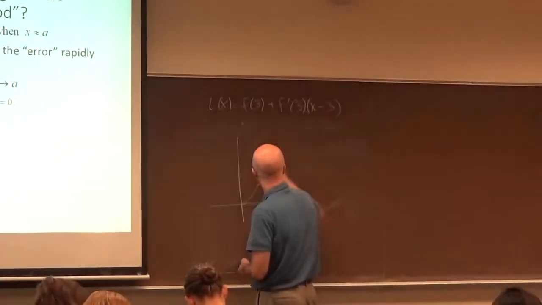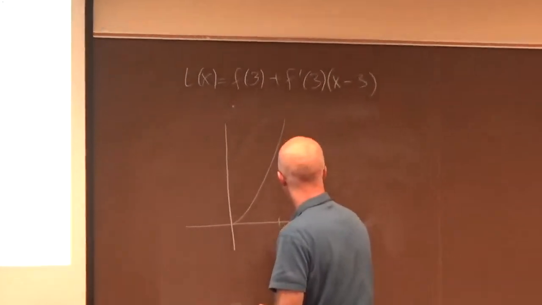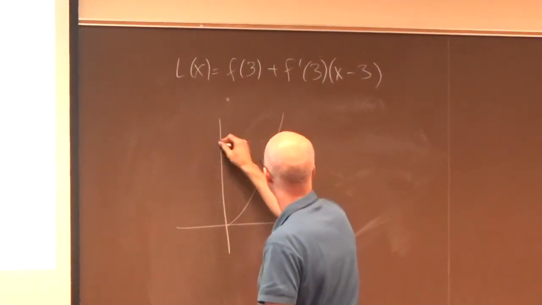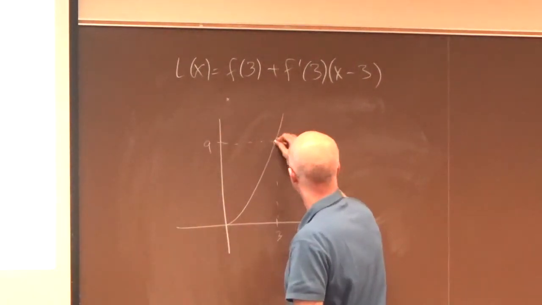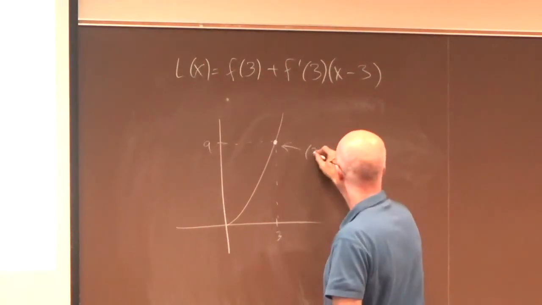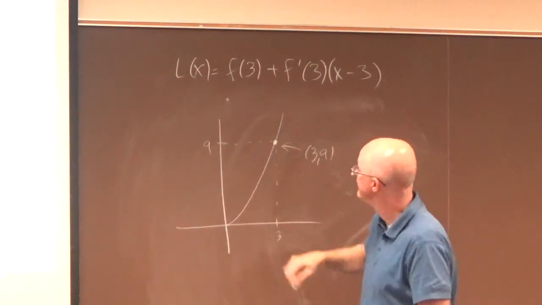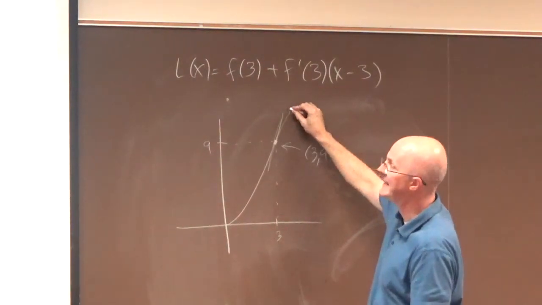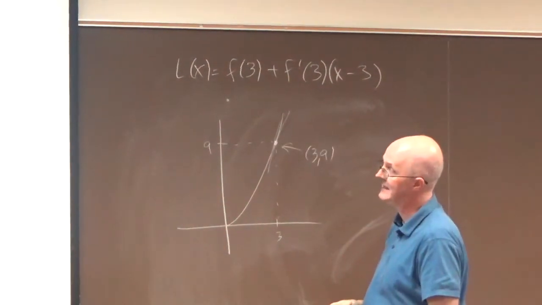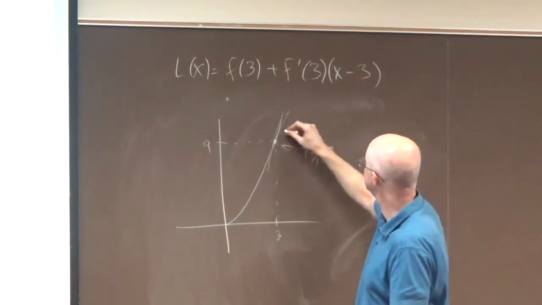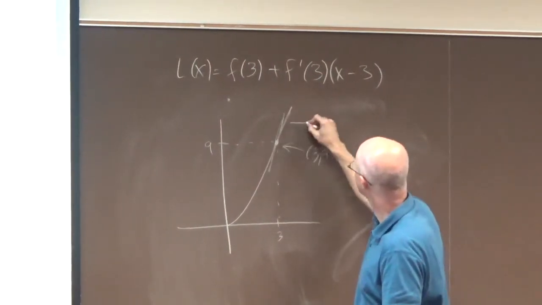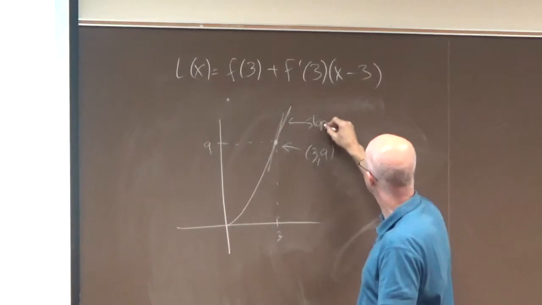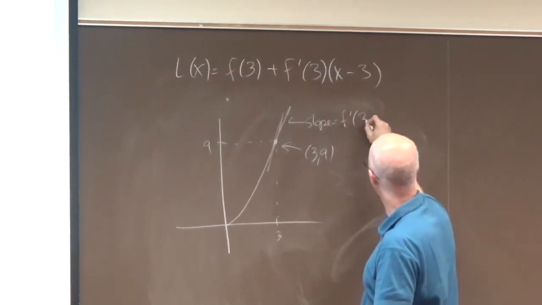Function is x squared, a is 3. That point is the point (3, 9). We've just found, if you look at those details there, the tangent line at a equals 3 has a slope of 6. That line has a slope equal to f prime of 3, which is 6.